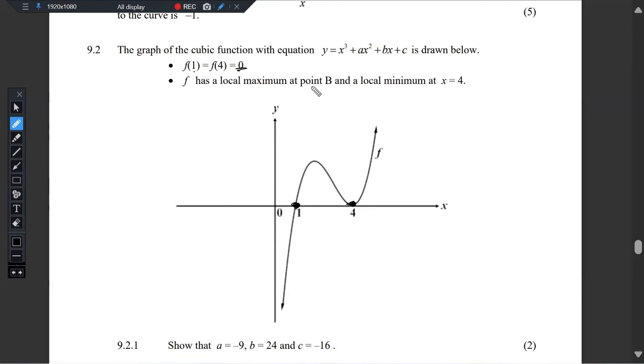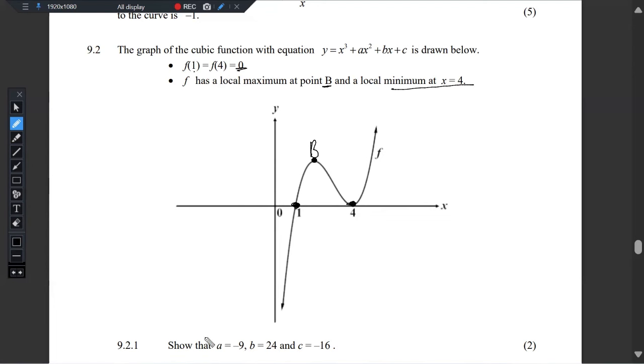Then f has a local maximum at point B, and a local minimum at x is equal to 4. We can see the local minimum, but then they're saying the local maximum is represented by B. They did not show it on the diagram, that means we can put it there. So that's B, the local maximum.